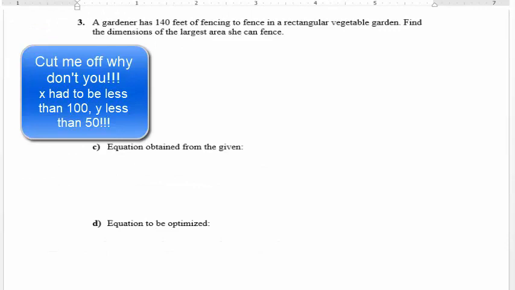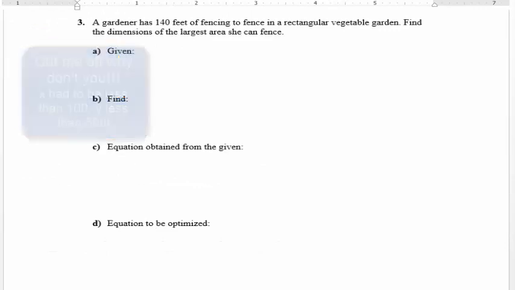Now number 3 on this optimization activity is very similar to number 2. It's just more of a word problem. So again, we need a constraint and we need a function to be optimized. In this case, the constraint is that there's a gardener that has 140 feet of fencing to fence in a rectangular vegetable garden. And we're trying to find the dimensions of the largest rectangular area she can fence.